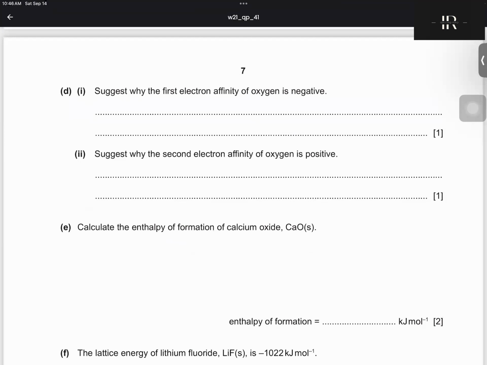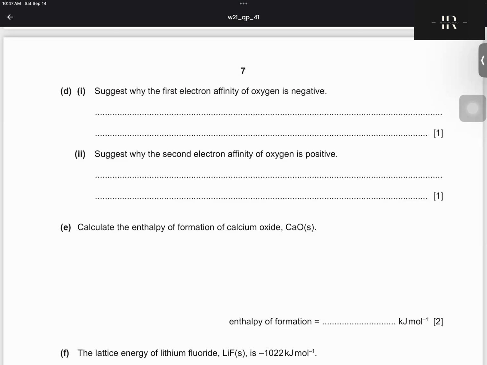Energy is released because an electron is gained by the neutral oxygen, as there is attraction between the nucleus of oxygen and the electron. So that's why the reaction is exothermic. That's why the energy is released.